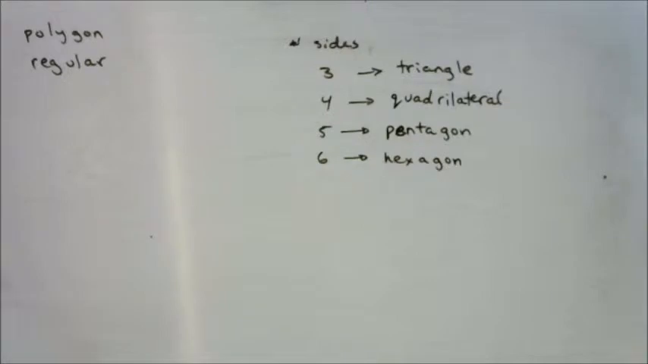Septagon or heptagon, depending on which language you go with. Heptagon. What about 8-sided? Octagon. What about a 9-sided? Nonagon. 10-sided? Decagon. Good. Isn't it like dodecagon? Dodecagon. All right. You're doing great.